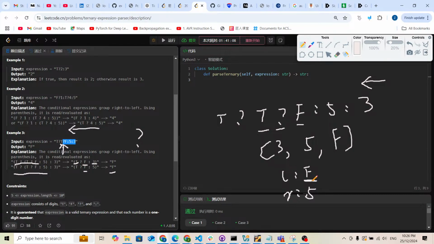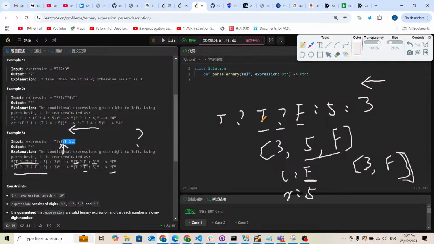So this is exactly what we are going to do. First of all, we're gonna pop this 5 and pop this F out of the stack, and then we're gonna decide which character we're gonna choose. Is it 5 or is it F? It is F. Now the stack becomes 3 and F. So this is inside of the stack. It is 3 and F because this is a character T.